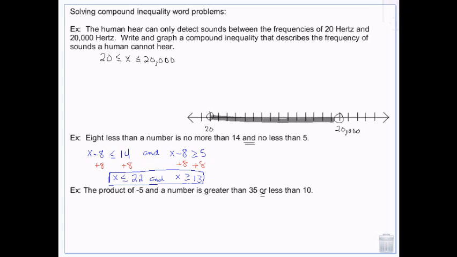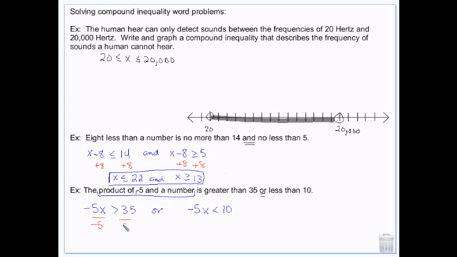We have the product of -5 and a number. So this is multiplication, right? So it's -5x is greater than 35, okay, or less than 10. So I had still the -5x less than 10. And it told us or. So I'll solve these each individually.